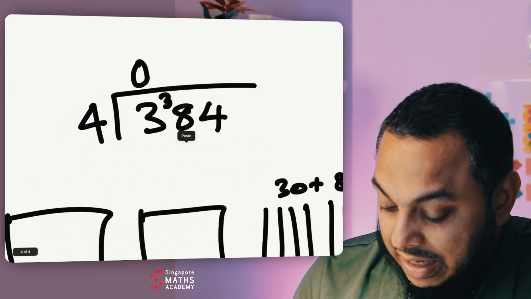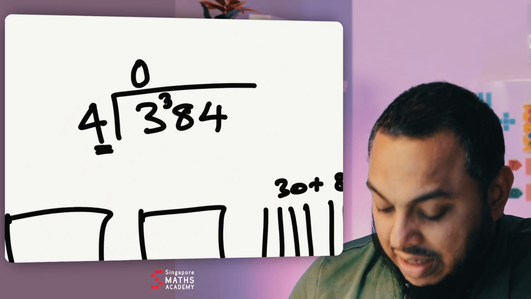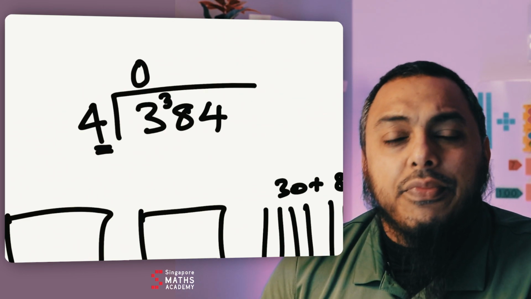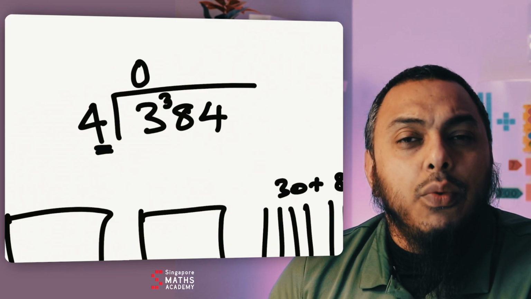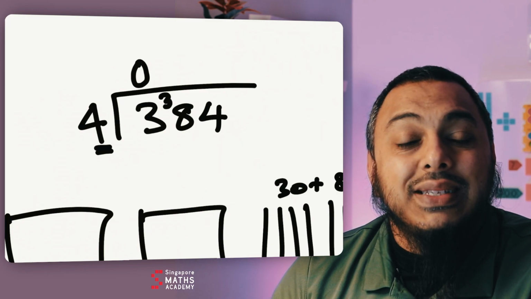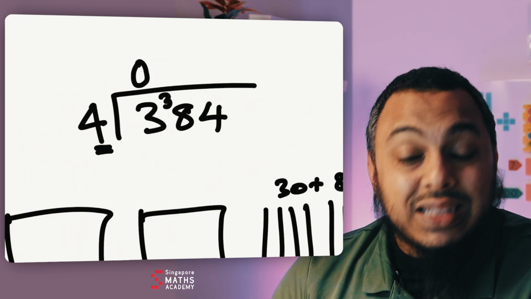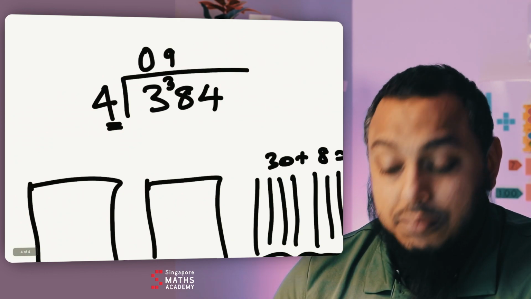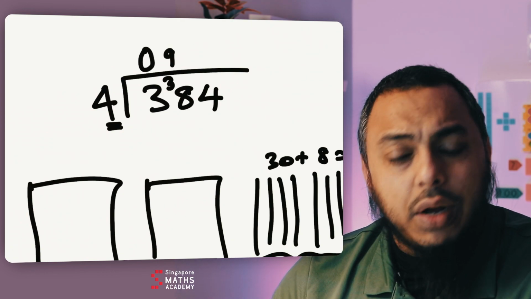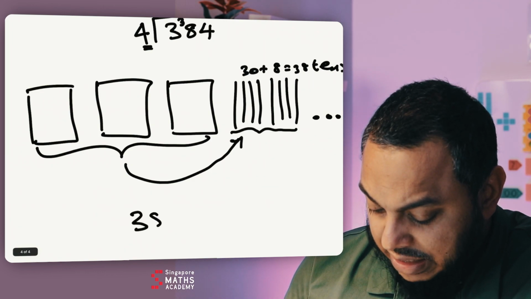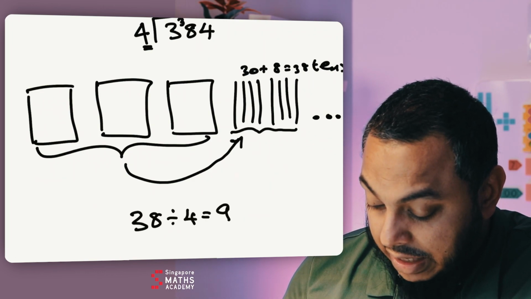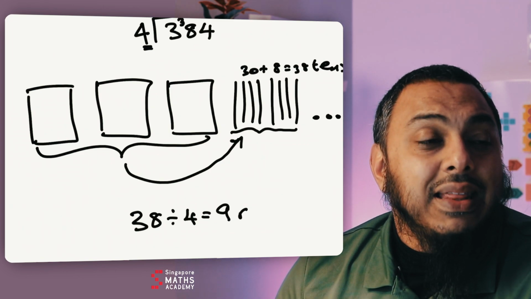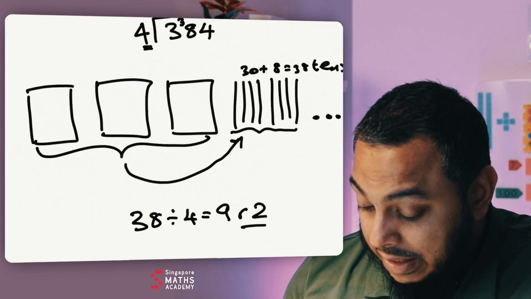Okay, so I've got 38 tens divided by 4 now. If I shared 38 tens equally amongst 4 people, what would they get? Well, I know 4 times 10 is 40, 4 times 9 is 36. So I can split the 38 into 9 equal parts, right? 38 divided by 4 equals 9. There's going to be a remainder because 9 times 4 is 36. 36, 37, 38. There's 2 remaining, right?